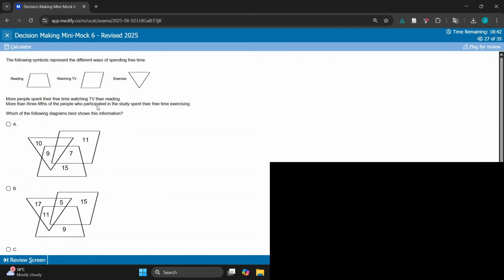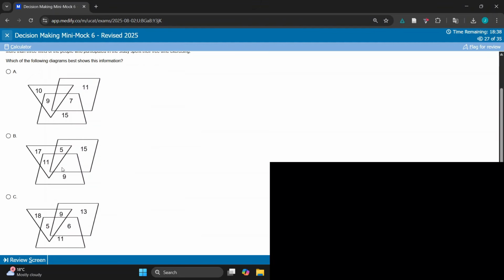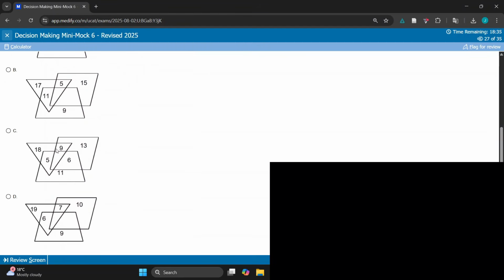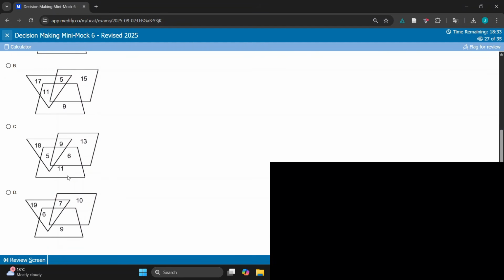More people spent their free time watching TV than reading. So this has to be greater than this. 18, that's wrong. 20 and 20, that's going to be wrong. This is 22, 28. Okay, these bottom two, 17 and 15, so these bottom two could be right.